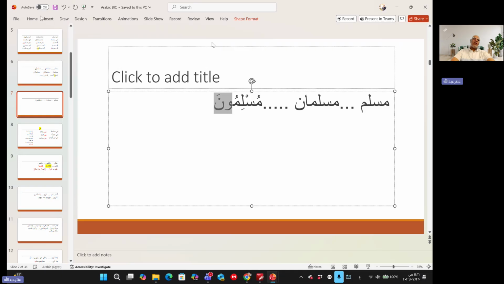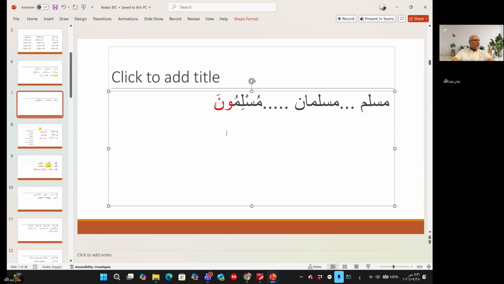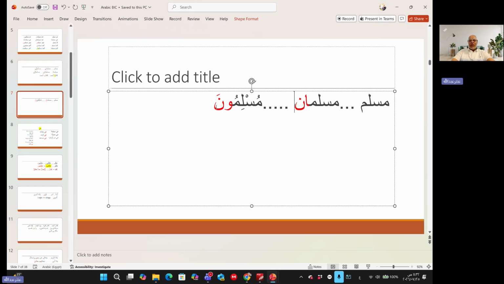So you can see here that the marker for the plural is waw and nun. The word Muslim is the core of the word. The waw and nun means that this is the plural. So Muslimani, this is the dual. Muslimuna, this is the plural. The noon of the dual is always with a kasra. The noon of the plural is always a noon with a fatha. If it is female, it is Muslima.